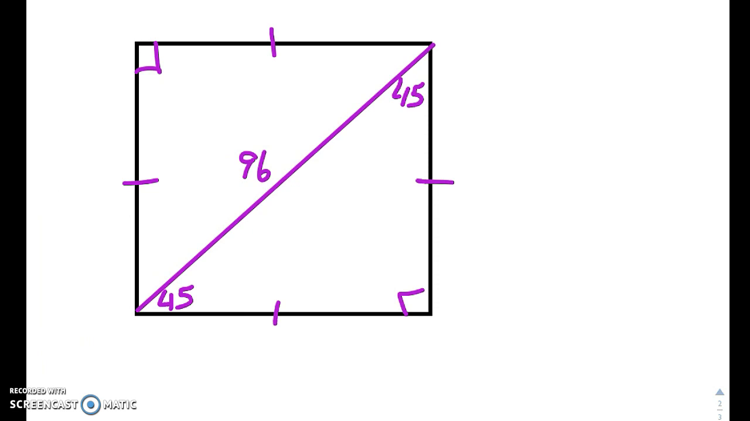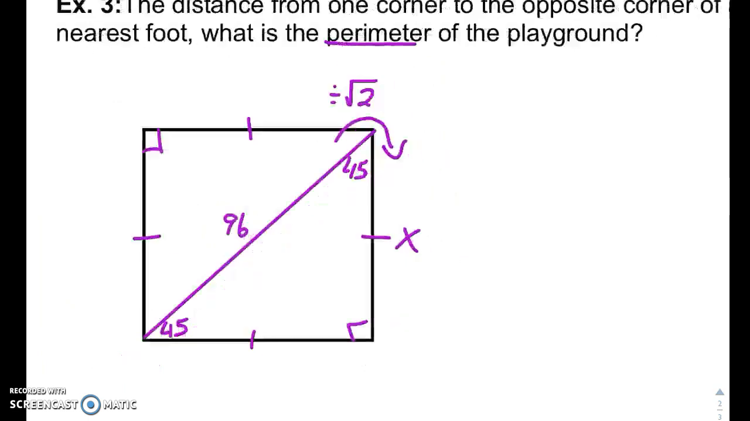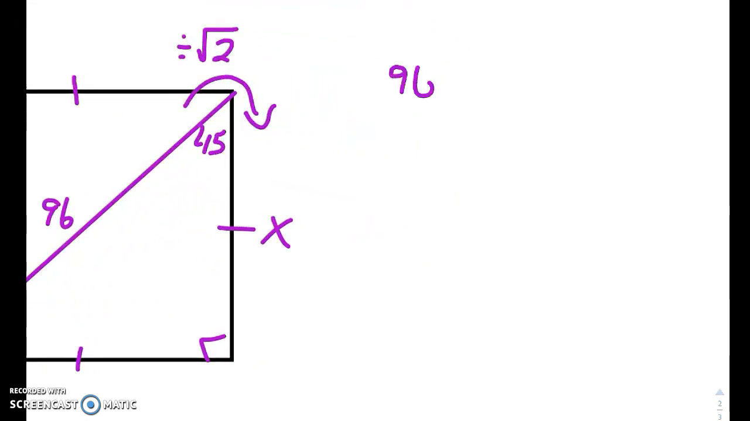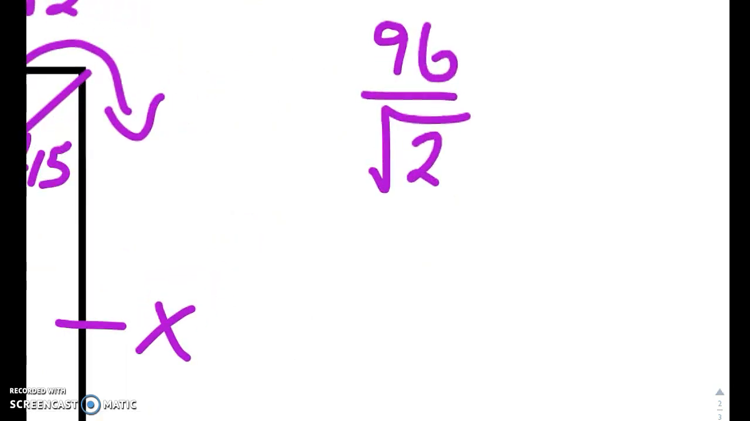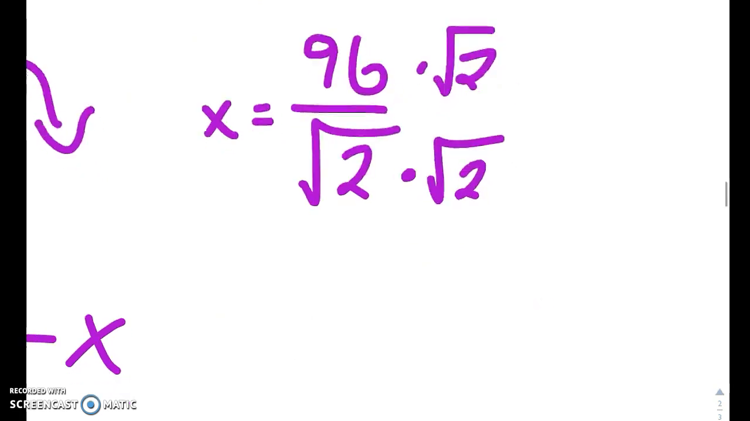In order to find perimeter, we need to find all the outside edges added up. But all the outside edges are the same in a square, so the outside of the playground is x. To find the leg, x, we go from hypotenuse to leg, which is going backwards. That means we divide by radical 2. So 96 divided by radical 2, and the radical is in the denominator, so we have to rationalize. Multiply the bottom and top by radical 2.